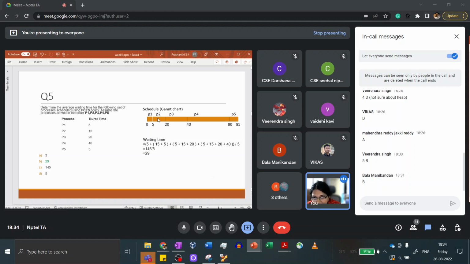So P2 takes 15 units of time to execute, which means that it finishes at 20. P3 takes another 20 units of time, which means that it finishes at 40. And then P4 takes another 40 units of time, finishing at 80. And P5 takes 5 units of time, and the whole execution ends at 85. Now the question is, find the average waiting time, meaning the waiting time across all these processes.